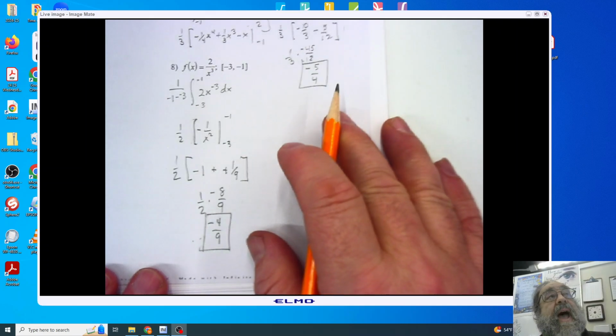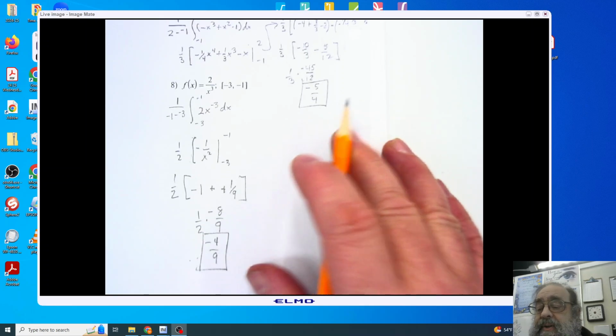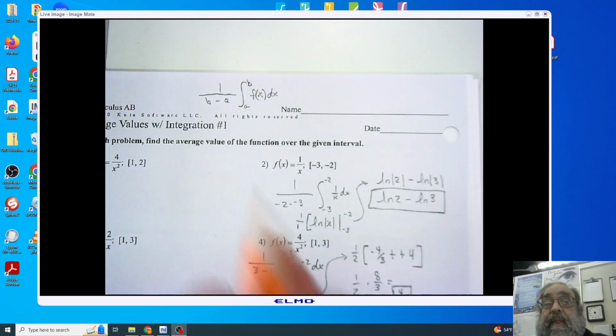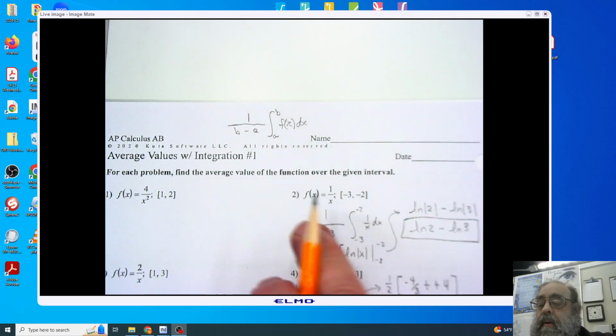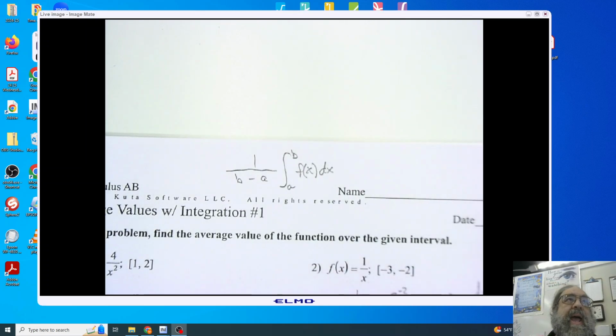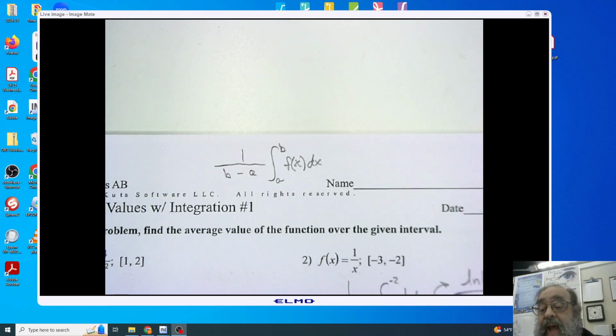This is finding the average value of a function f of x over an interval a to b. Once again, we're using this formula right up top here, which you should know and memorize, so that when I ask you, find what is the formula for the average value of f of x dx from a to b, you can go 1 over b minus a times the integration a to b f of x dx.